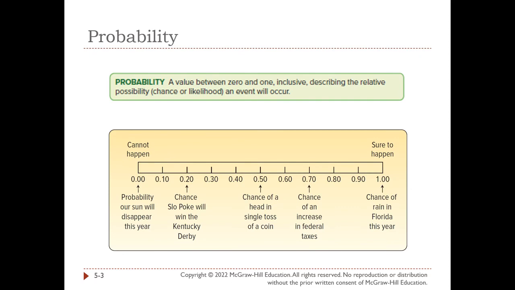Alright, so what is probability in itself? It is a numerical value that basically describes the chance that something will happen. The closer the probability is to 0, the more improbable. The closer the probability is to 1, the more likely it will happen. Again, it's a number describing the relative possibility, chance, or likelihood that an event will occur.